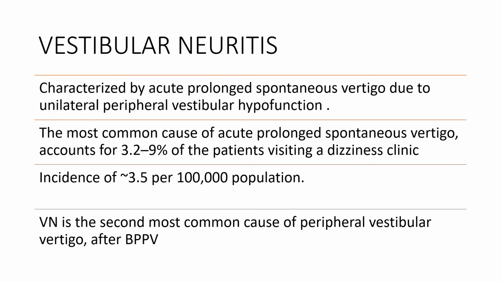It is the most common cause of acute prolonged spontaneous vertigo, which accounts for up to 9% of patients visiting a dizziness clinic. It has an incidence of 3.5 per 100,000 population. Vestibular neuritis is in fact the second most common cause of peripheral vestibular vertigo. The first one would be benign paroxysmal positional vertigo.